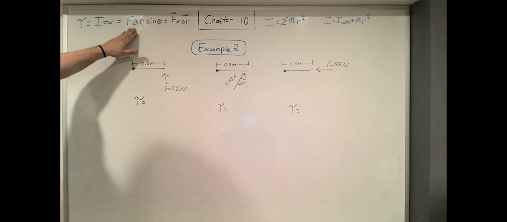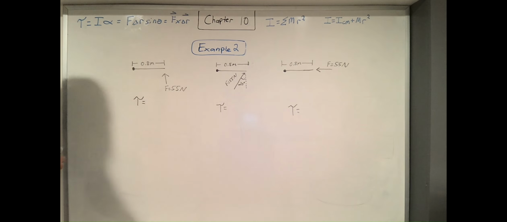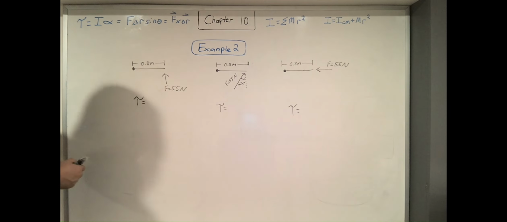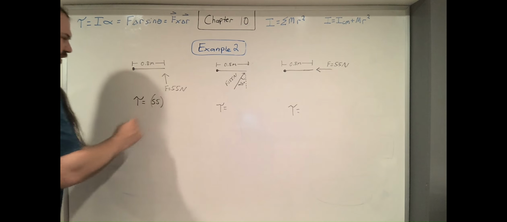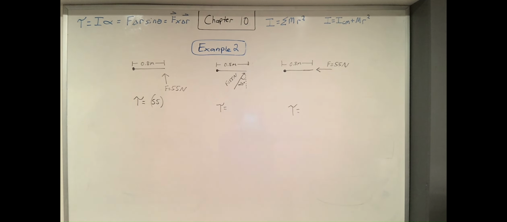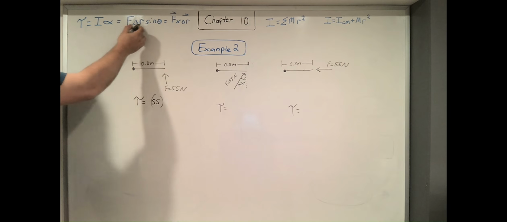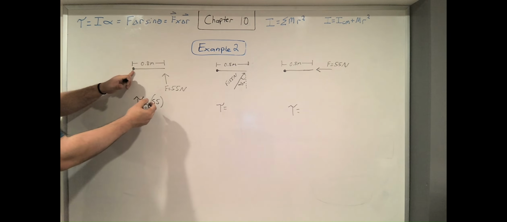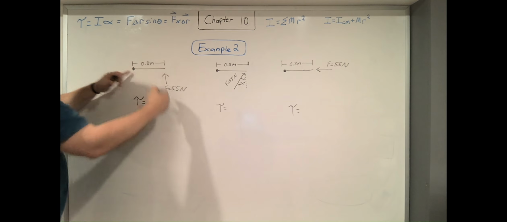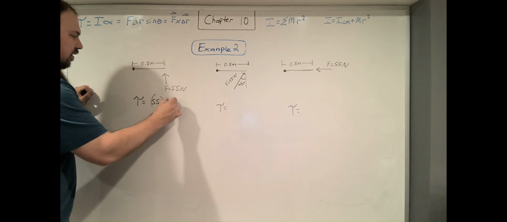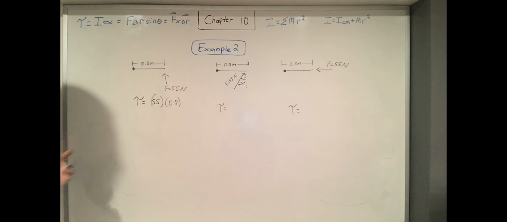We'll go torque is equal to the magnitude of the force. Now the first one, we're going to push on the door 55 newtons. That's going to be the magnitude of the force. The change in r, this is the radial distance from the axis of rotation to where you're pushing on it. So in this case, we are going to push on the entire door a distance of 0.8 meters.